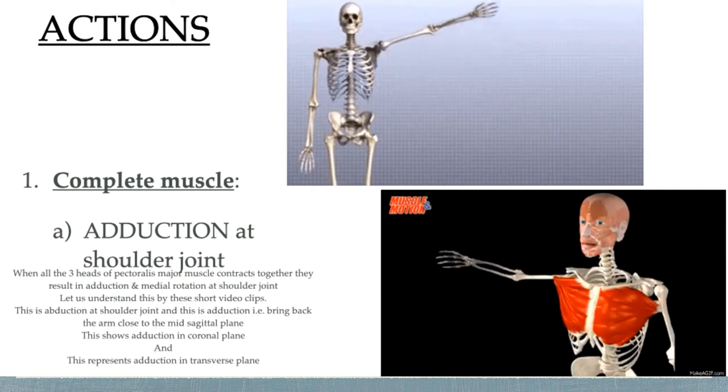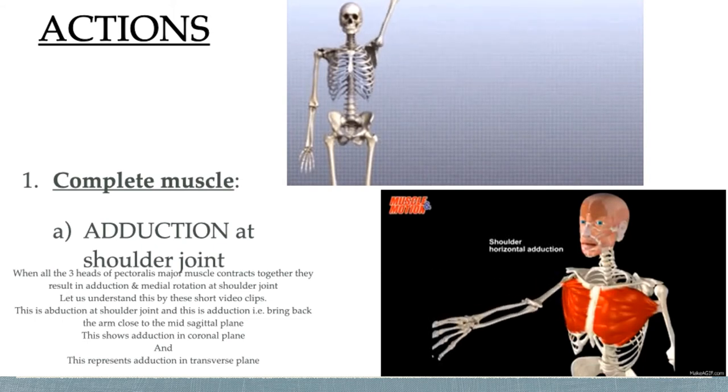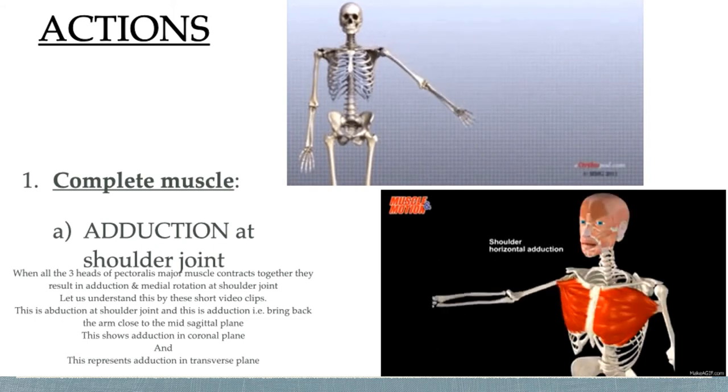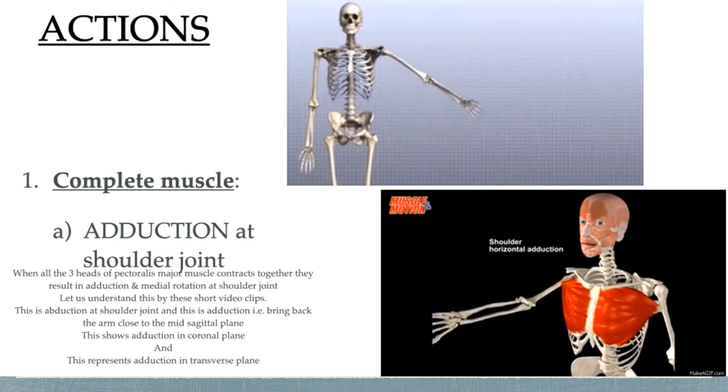This is abduction at shoulder joint, and now this is adduction at shoulder joint. This adduction at shoulder joint is brought about by contraction of all the three heads of pectoralis major muscle. So in this video, you can see adduction is occurring in coronal plane. In the other video, you can see adduction occurring in transverse plane. In both the planes, adduction is brought about by contraction of all the three heads of pectoralis major muscle.